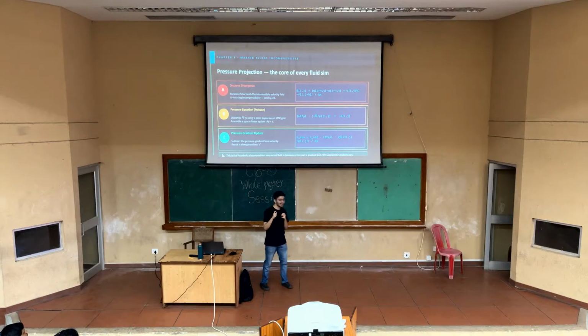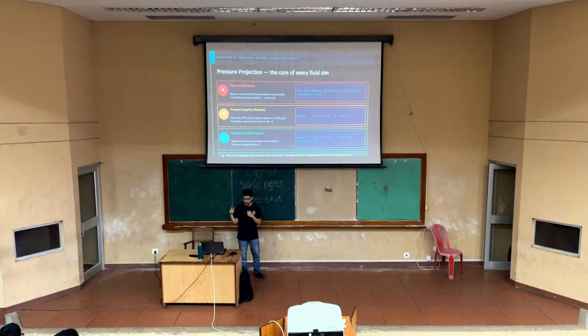And this is the last and most important step. This is the pressure projection. We would solve for the pressure such that it satisfies the incompressibility constraint. First we would calculate the divergence, which is very simple. Then we would solve for the pressure.